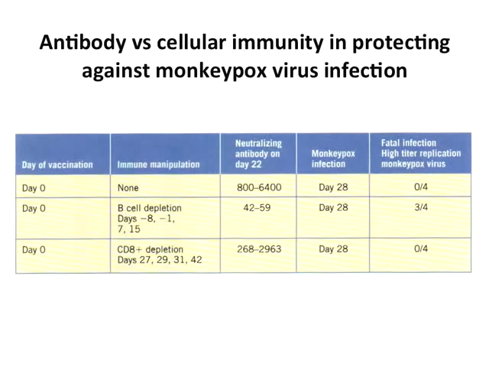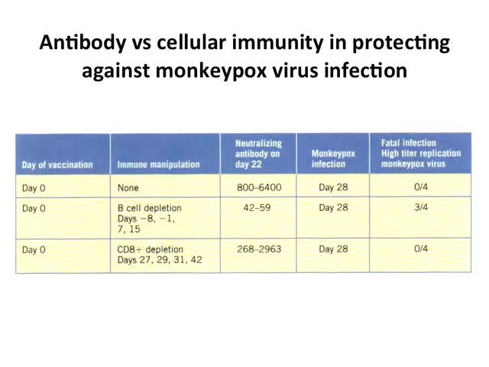So here's an experiment where we look at the role of antibodies versus cell-mediated immunity in protecting monkeys against monkeypox infection. What we have done here is we have immunized these animals at day 0. And then we have done something to their immune system, either nothing, the control, or we deplete the B cells, or the CD8 cells, which are the CTLs, the cytotoxic T cells. So the B cells, of course, make antibodies. The CTLs are the cellular response. So we're going to tell which one is important.